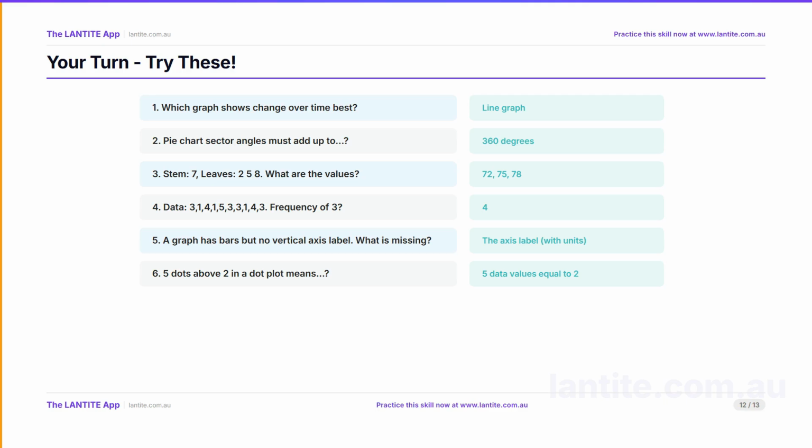Problem 4. Create a frequency table from the given data set. Problem 5. What essential element is missing if a graph has bars but no vertical axis label? And problem 6. In a dot plot showing pet numbers, if there are 5 dots above the number 2, what does this tell you? Check your answers on screen.